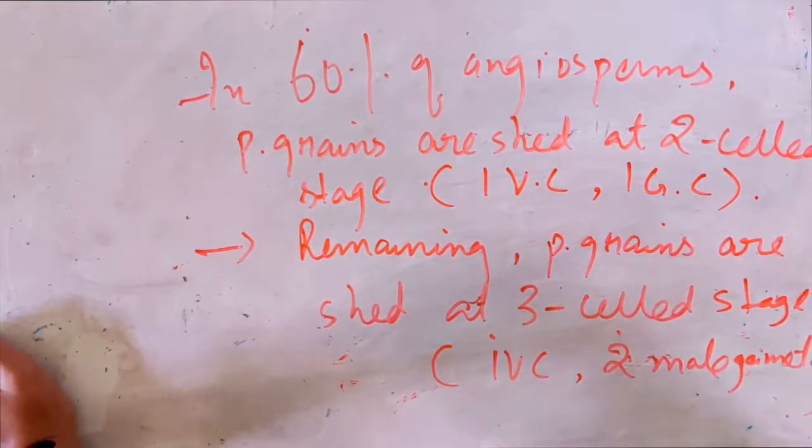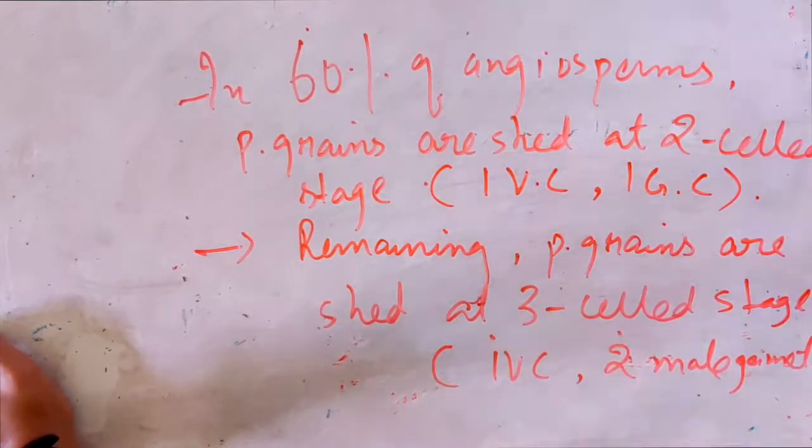In flowers, they are diverse in what stage they release. But all of them, you know, they will form a pollen tube when they are on the stigma. Pollen tube formation happens on the stigma.